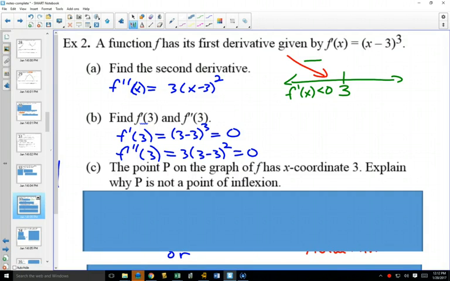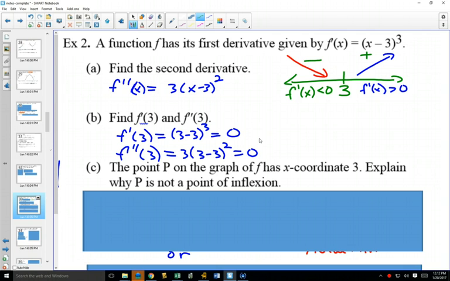And if you plug something in larger than 3, we find out that this is positive, meaning that f prime of x is greater than 0 at that point. So one sign diagram that we're going to use is to find out where your first derivative is equal to 0, and that will tell where your initial function is increasing or decreasing. From that first derivative, we can tell that at 3, we have a minimum.